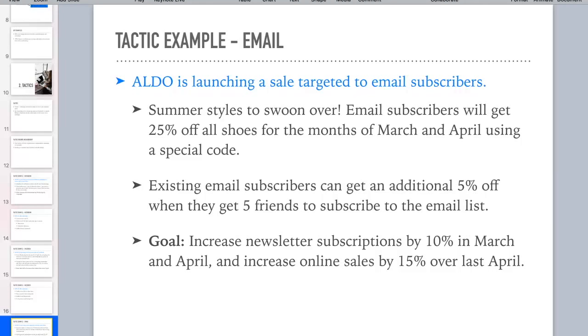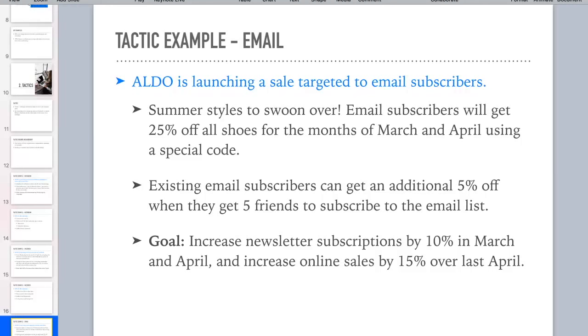And then another tactic example. So we're of course going to get more into email later in the semester, but I just wanted to use a bit of an email example now when looking at different tactics and measurements and metrics. So let's say Aldo is launching a sale targeted to email subscribers. So, summer styles to swoon over, if we're going to get a little bit copywriter about this.